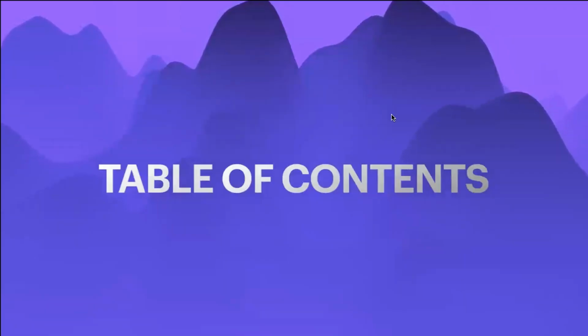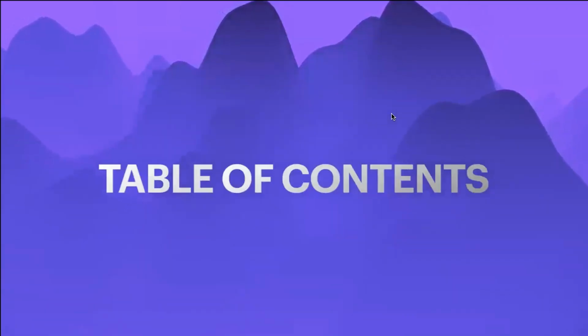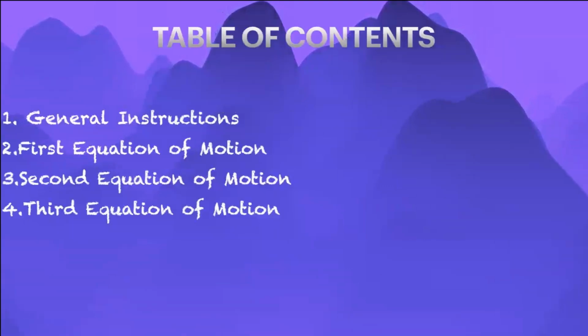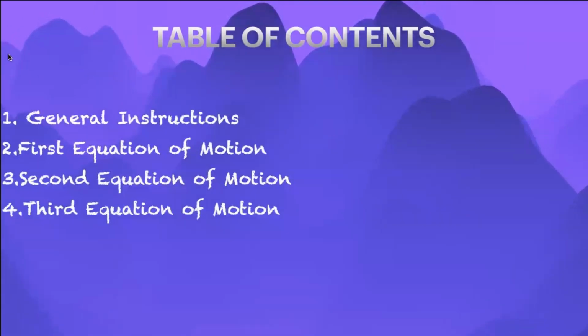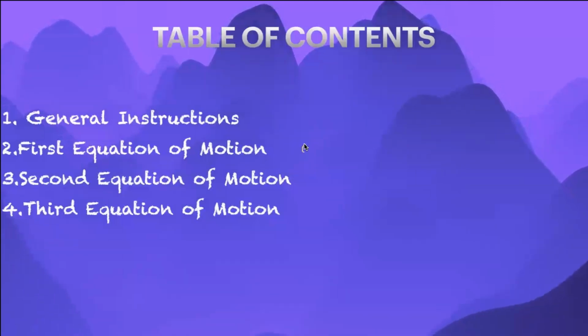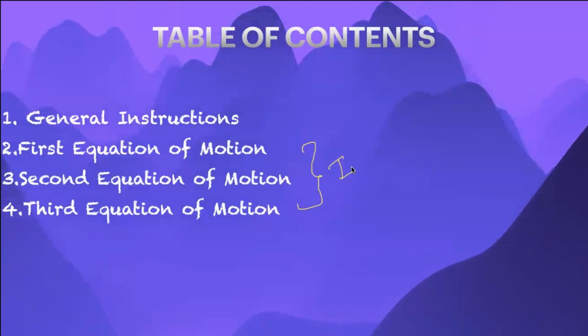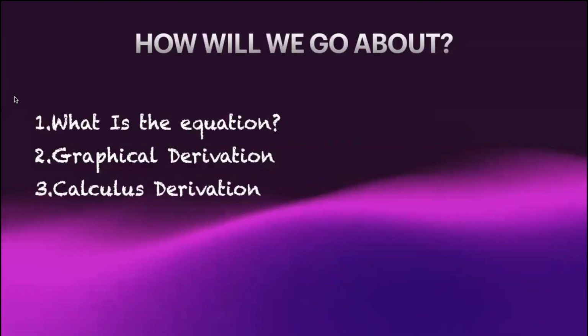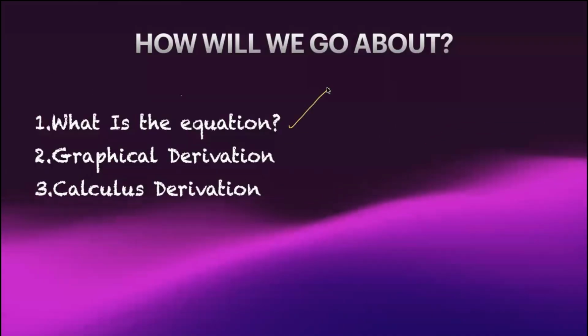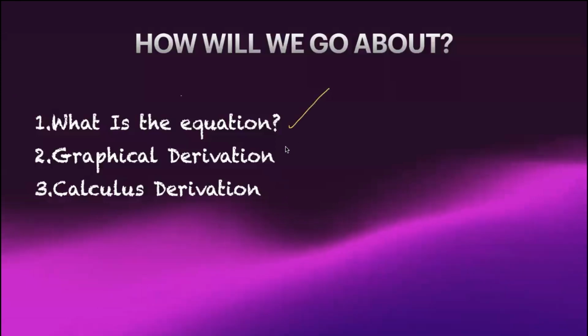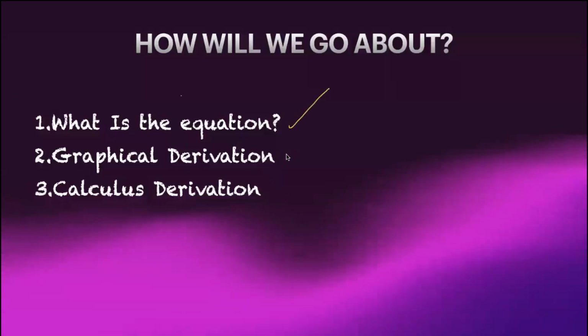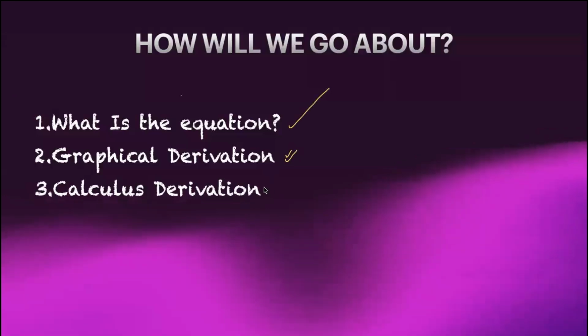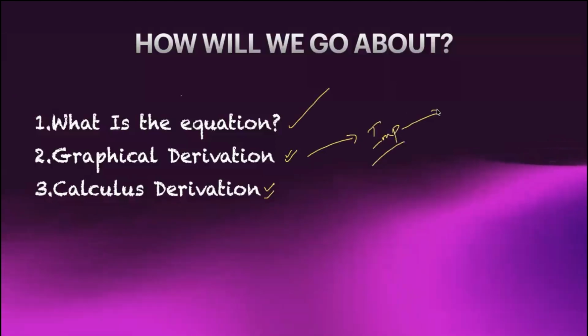So what are we going to deal with in this video? Let us go through it very quickly. First, I'll give the general instructions on how I will be taking you through this video. Next, we'll be dealing with the three equations of motion, which is very important. First, we will discuss what the equation is. Next, we will be deriving that equation in two methods. One is the graphical method and another is through calculus. This graphical method is very important for board exam purposes.